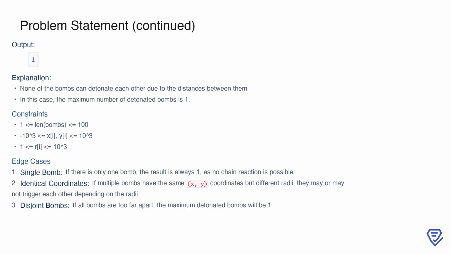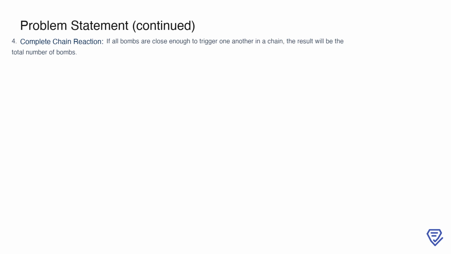In a third example, the input is bombs = [[1,2,3],[4,5,3],[7,8,3]]. Here, each bomb has a radius of 3, but the distances between all the bombs are too large for any of them to trigger another. As a result, no matter which bomb you choose to detonate first, only that bomb will explode. The chain reaction stops immediately because none of the other bombs are within range. Therefore, the maximum number of bombs detonated in this case is 1. This example highlights a scenario where the bombs are too far apart to interact, limiting the chain reaction to just one bomb.